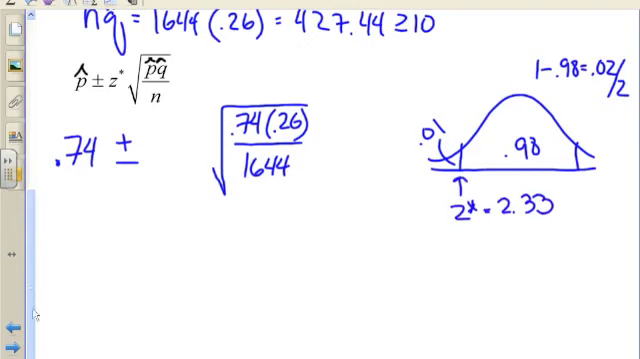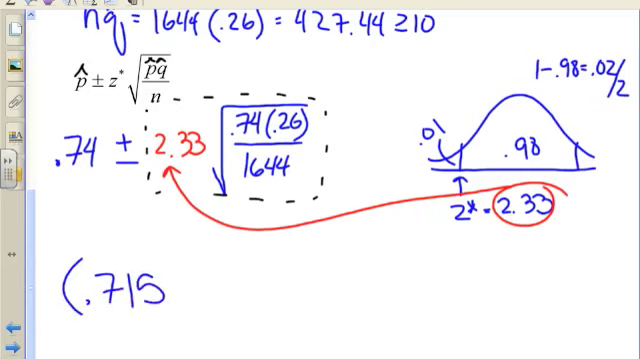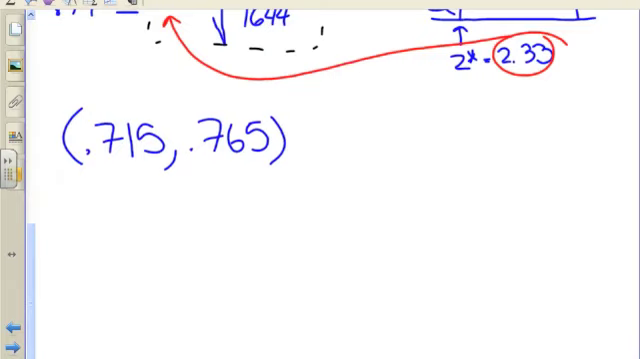So that's the number. I'm going to take this z star and I'm going to plug it in the formula right here for z star. All right, and there's a number of different ways that you could choose to type this in your calculator. You might just calculate this whole back end to make it go a little faster for you. But when I did it, just so you can check your answer, I got 0.715, comma, 0.765. Now, I'm not actually done when I get to my interval because I need to explain what it means.